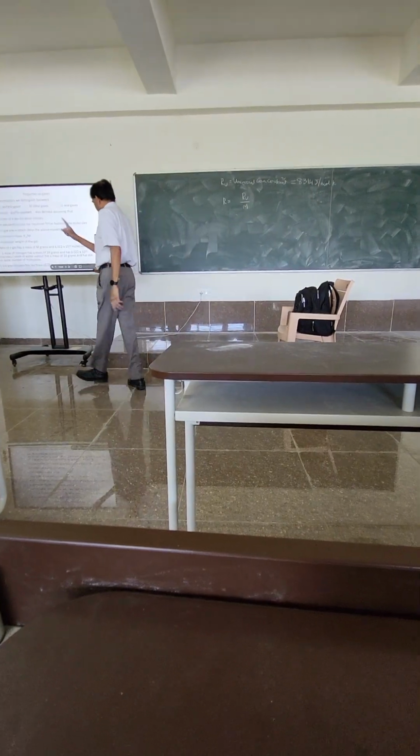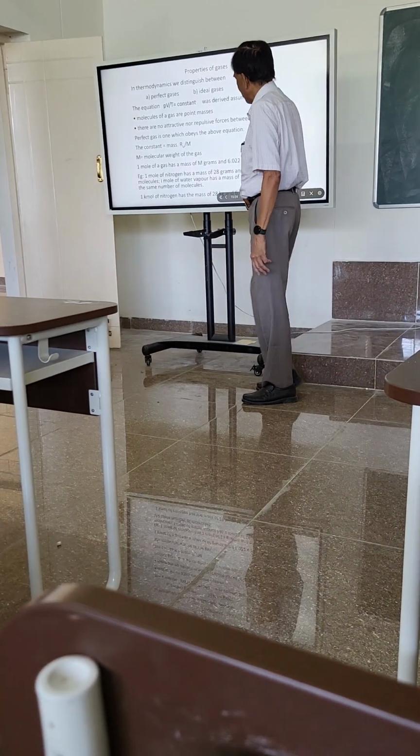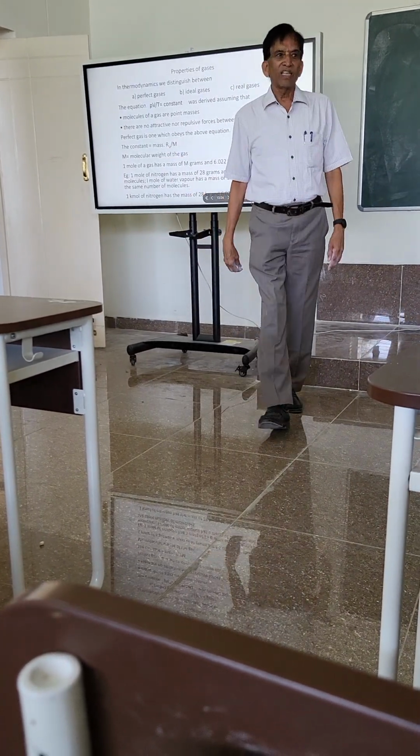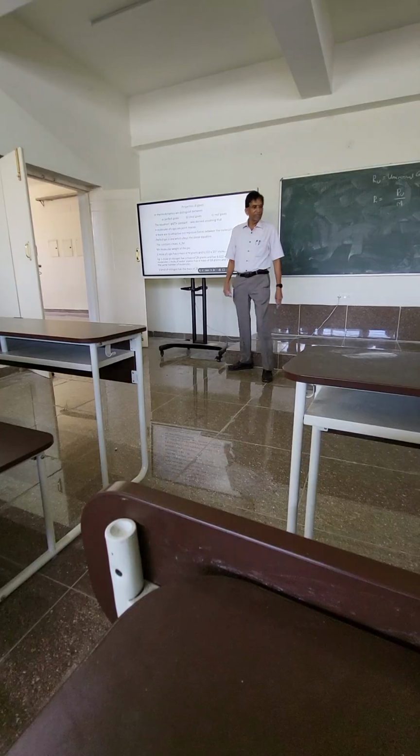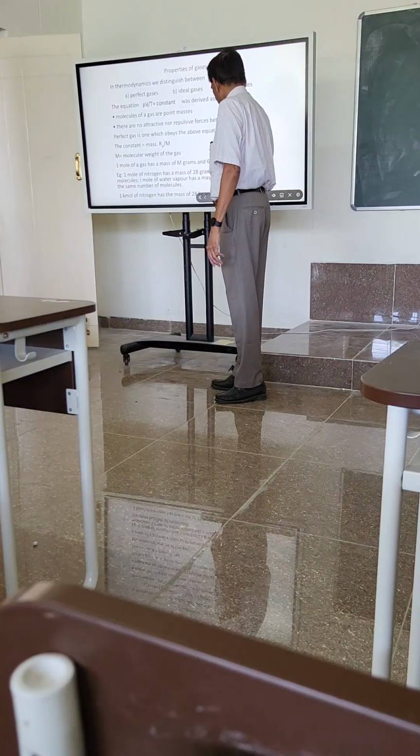Okay, now I am coming to Avogadro's number. This Avogadro's number and universal gas constant, they are first cousins. So what is the relation? We will just see in a moment.